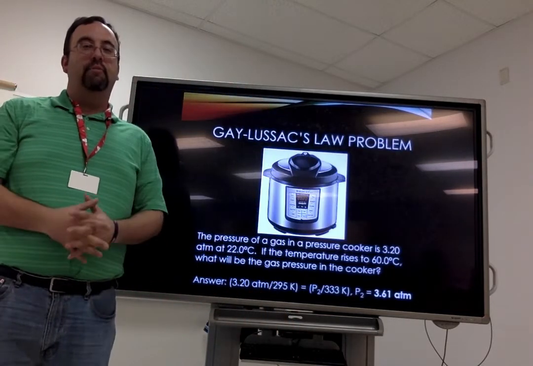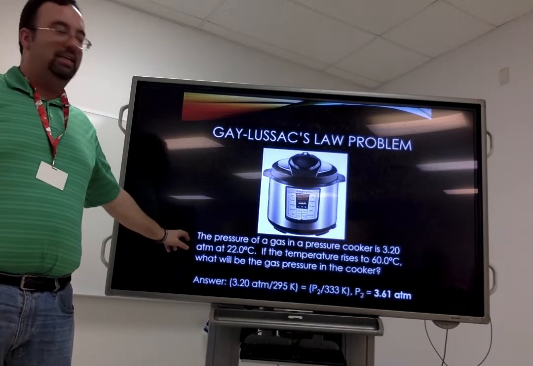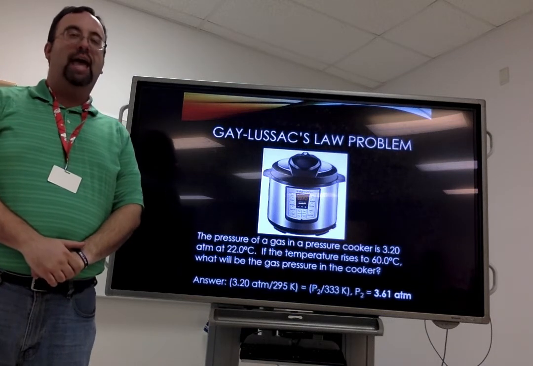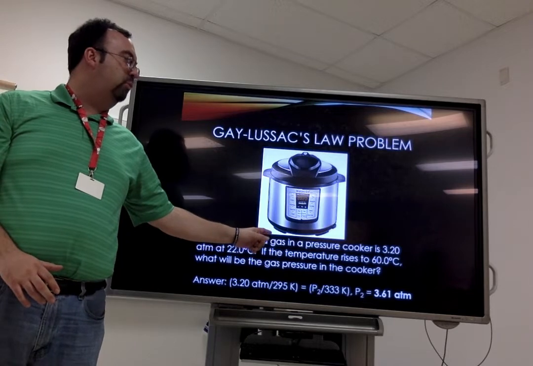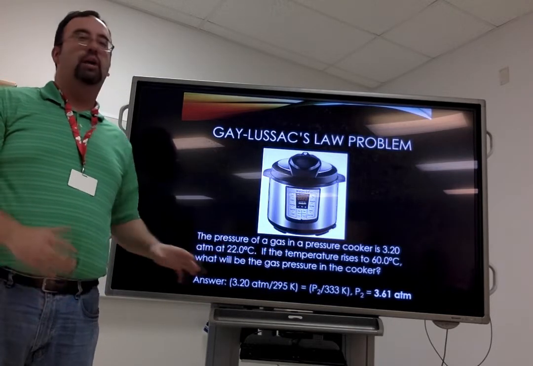Here's an example of a Gay-Lussac problem. We have the pressure of a gas inside of a pressure cooker is 3.20 atmospheres at 22 degrees Celsius. If the temperature is raised to 60 degrees Celsius, what will be the gas pressure in the cooker?